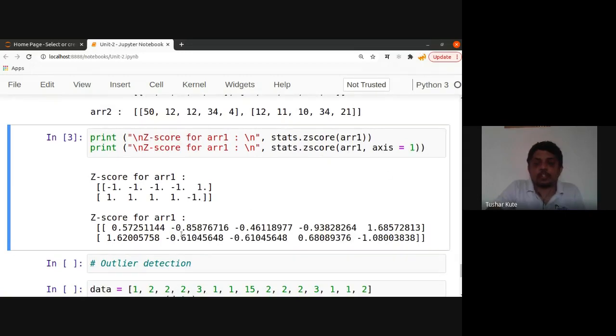And if you want to perform the operation column by column, you can see this one. This axis parameter is passed, so the operation will be done column by column. This is the method that we can use here. 1.6, then -0.6, -0.6, and so on. These are calculated here. Fine. Above and below the mean, that's what is identified here by the z-scores.